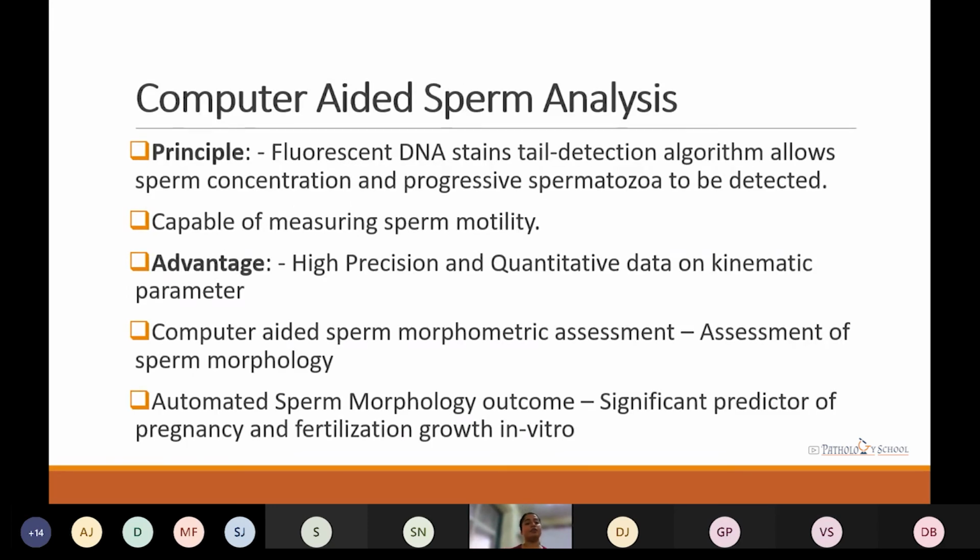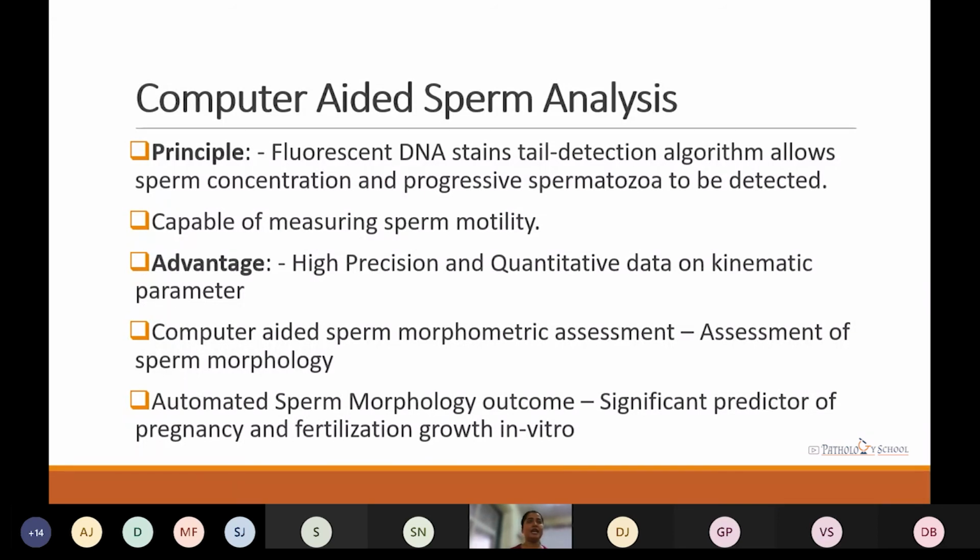Now, let's have a look at computer-aided sperm analysis, which is also known as CASA. What is the principle? Basically, here we use fluorescent DNA stains, which will stain the tail of the spermatozoa, and this algorithm will allow us to determine the sperm concentration as well as the progressive spermatozoa. It can also measure the sperm motility.